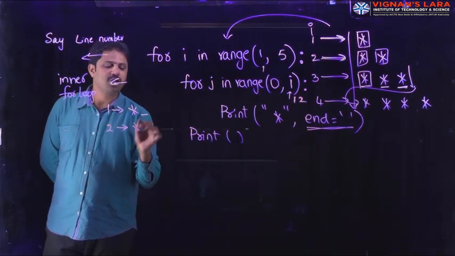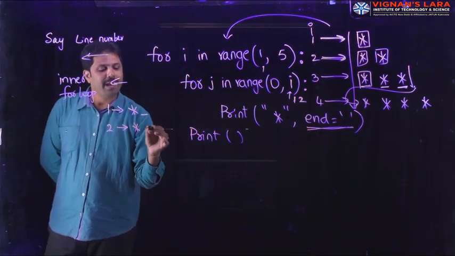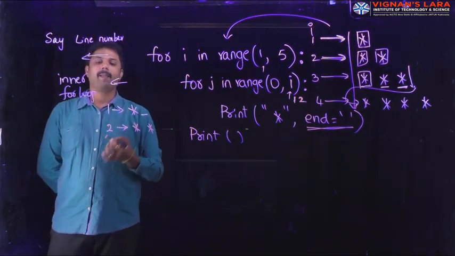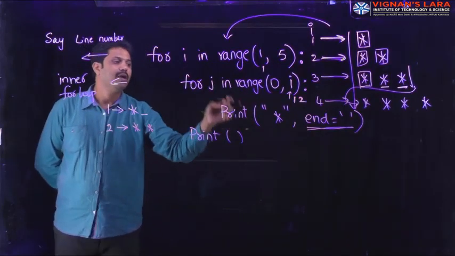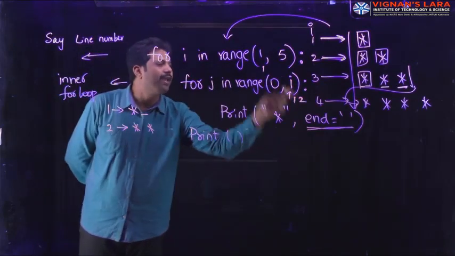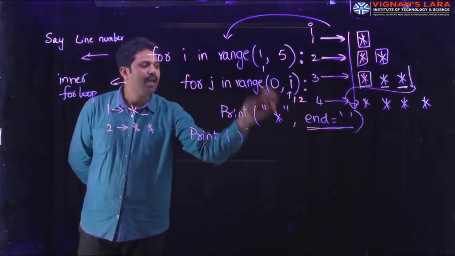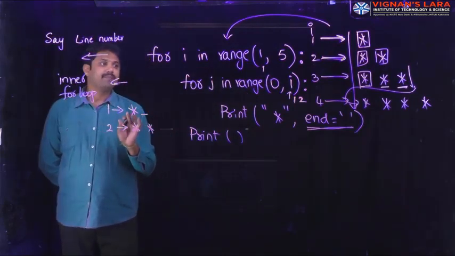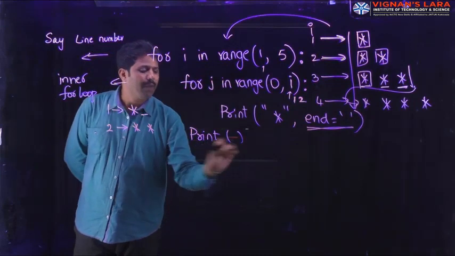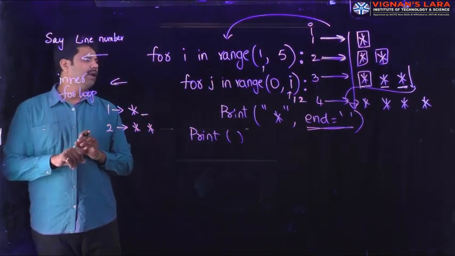So first, one star here, and because of end, the cursor stays here only. Again it prints a second star for the second iteration. For j equals to 0, it prints a star, and for j equals to 1, it prints the second star. After that, this j loop is going to be completed. Again, I have one more print statement to go to the third line.